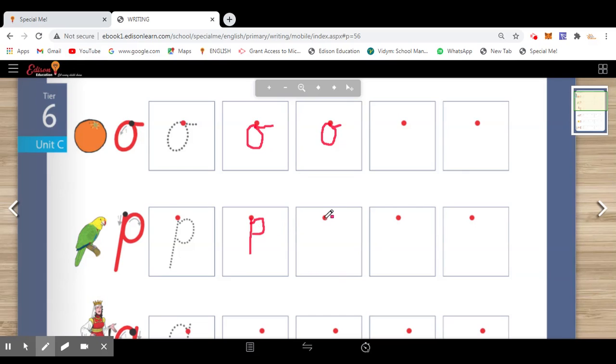So this is our letter P. Parrot. So this is letter P and P is a phonic sound of letter P. Parrot. Right. So this way you have to practice making letter P.